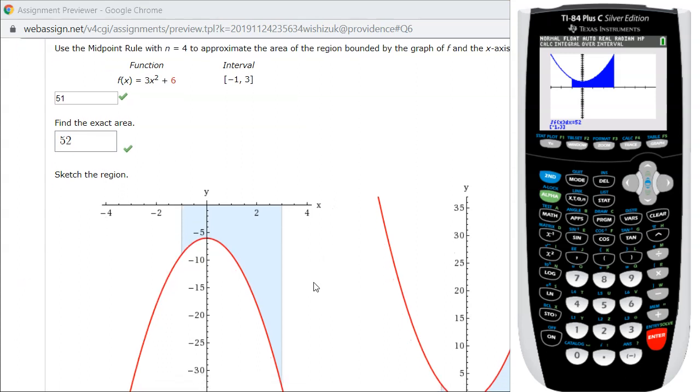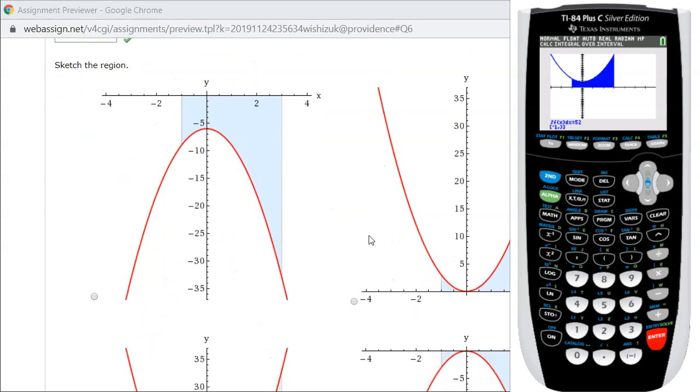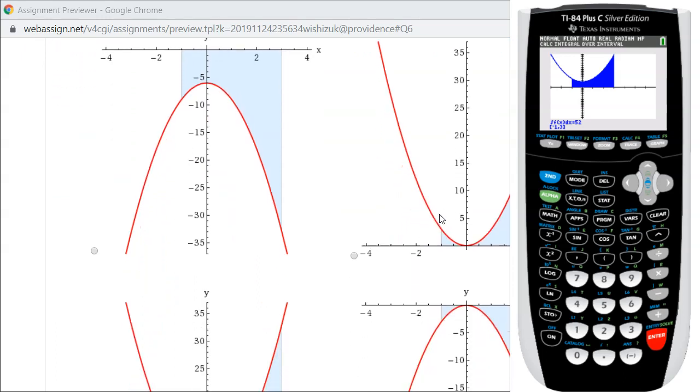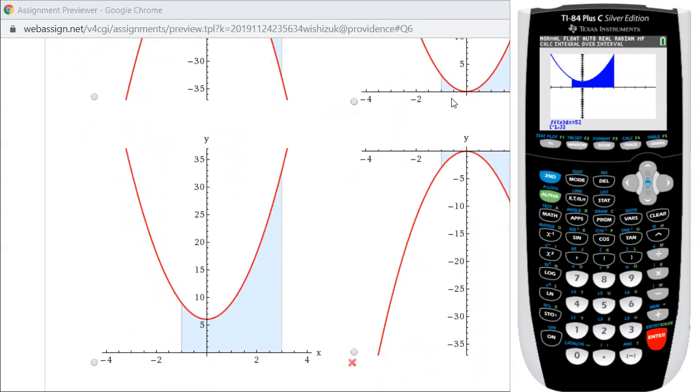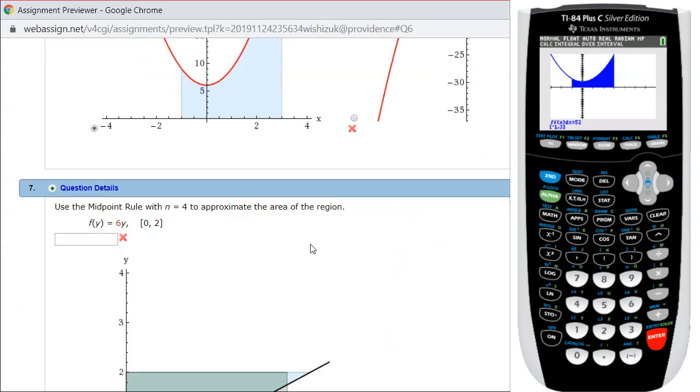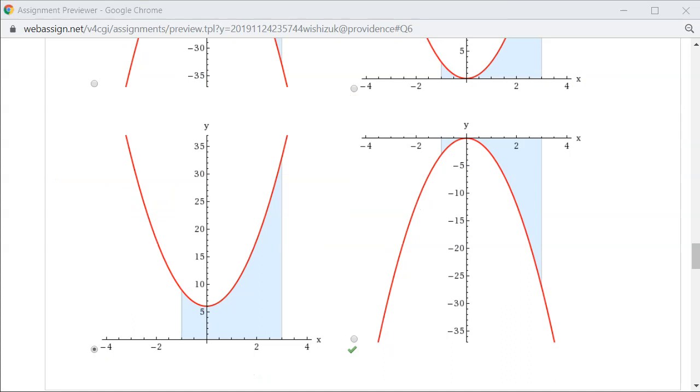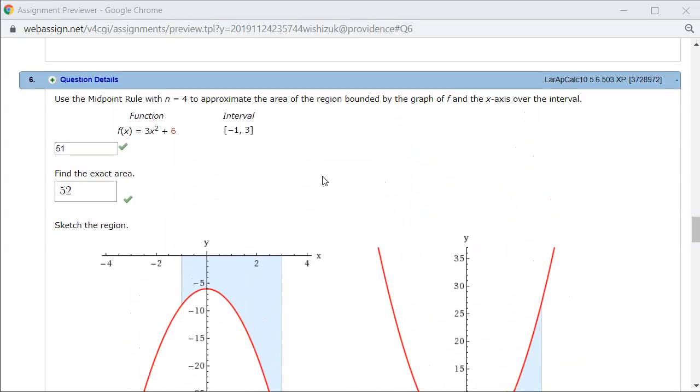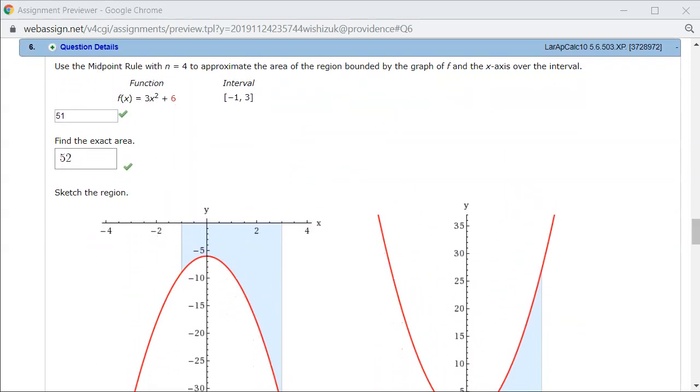Picture-wise, not the first one, not the second one. It looks like the third one is the correct one, not the fourth one, because it looks the same. Let's check the answer. It came back and looks like we got the correct picture as well. That's it. I hope that this was clear.